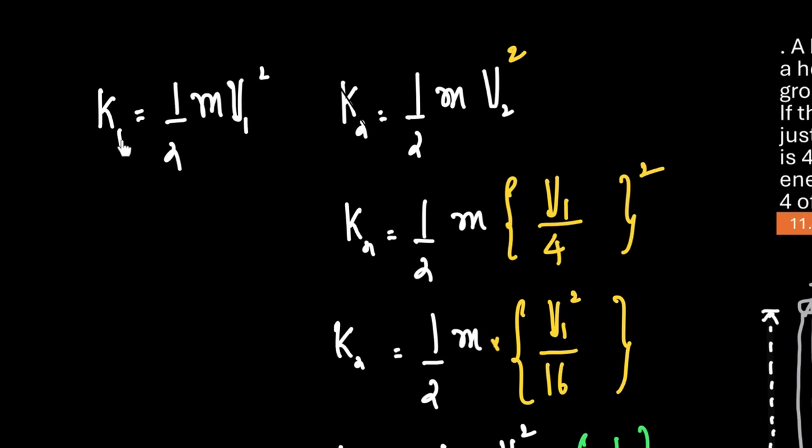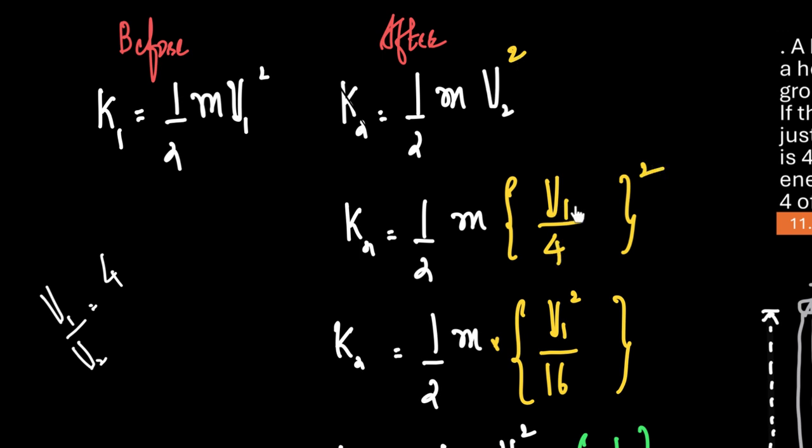What is kinetic energy 1? K1 is equal to half m v1 squared. What is kinetic energy 2? K2 is half m v2 squared. Now, what do 1 and 2 represent? This represents before collision and this represents after collision. But what is v2? We wrote earlier that v1 upon v2 is equal to 4, or in other words v2 would be equal to v1 upon 4, right? So what is v2 square? It would be v1 by 4 the whole square. Now I'll make a small rearrangement here.